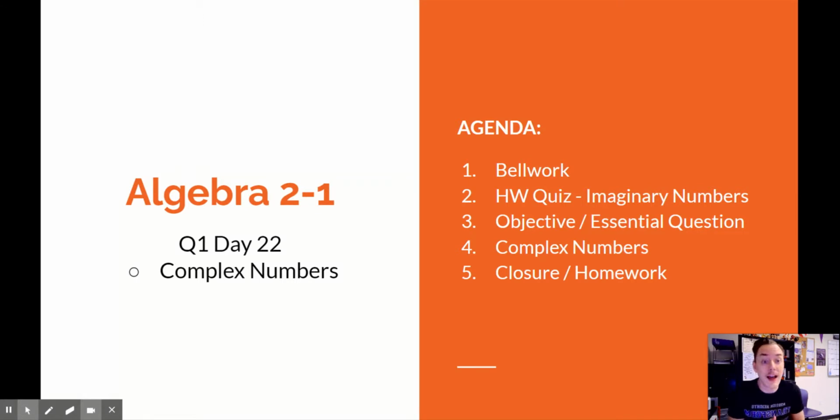But for that, let's go through bell work so that we actually understand not just imaginary numbers, but kind of how complex numbers go. Then we'll go through the homework quiz, and after that, we're going to go through the actual lesson. So let's go to town.